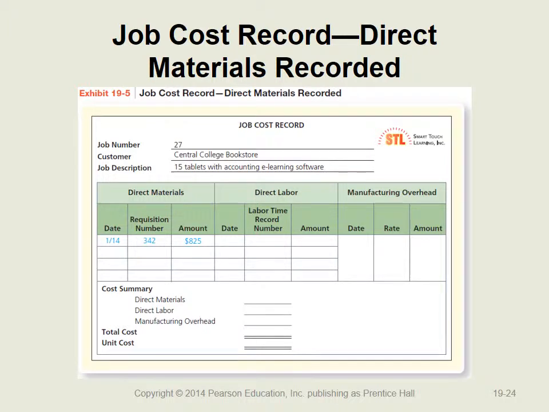When raw materials are received on the production floor, they are recorded on the job cost record. Exhibit 19.5 shows the job cost record for job 27 after materials requisition 342 has been recorded. The raw materials added to job 27 from this materials requisition are considered direct materials because the batteries can be easily and cost-effectively traced directly to the finished tablet.